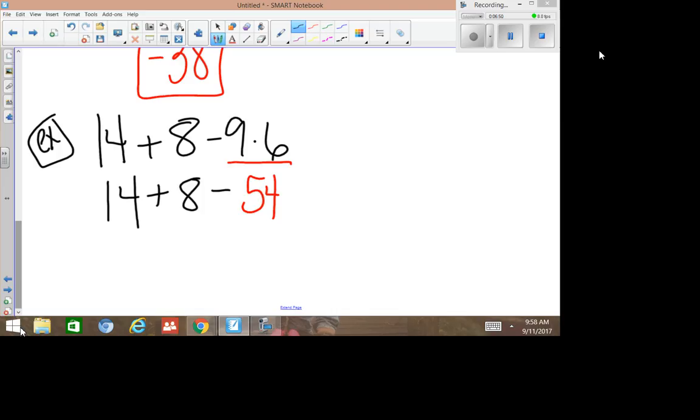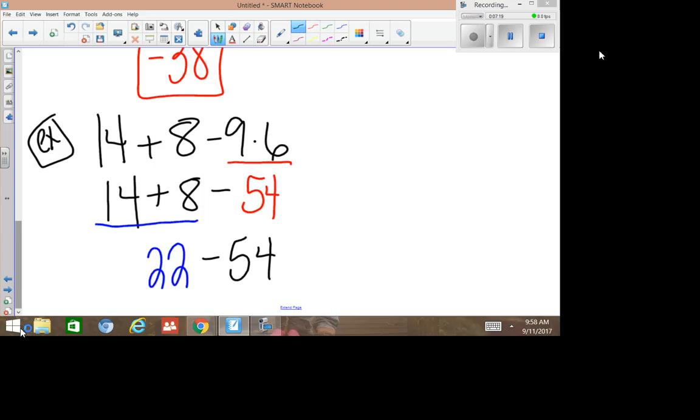So now what? Somebody. 14 plus 8. Okay, 14 plus 8. Why? Please excuse my dear aunt. Because all I got's adding and subtracting now. So adding and subtracting go together. They're a group. So now I just go left to right. Thomas said 14 plus 8. 22. Bring down my minus 54.